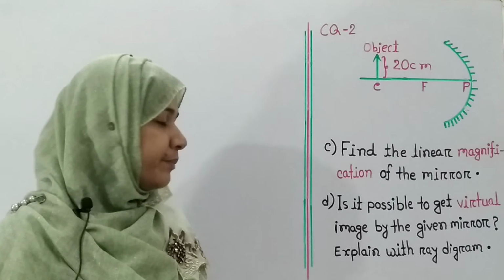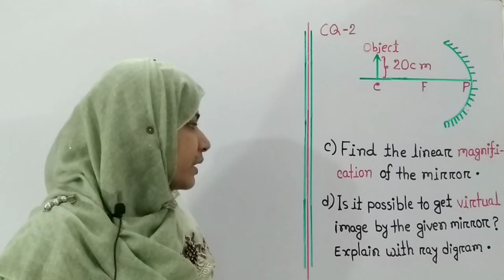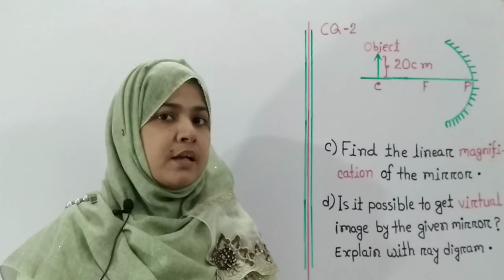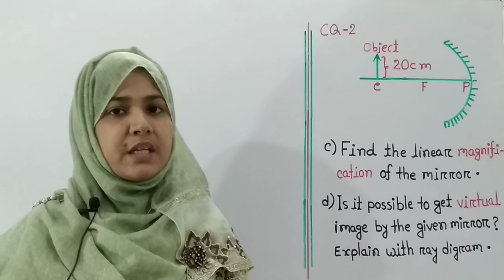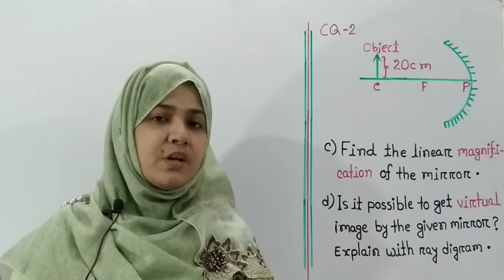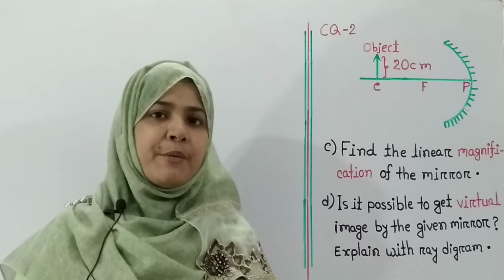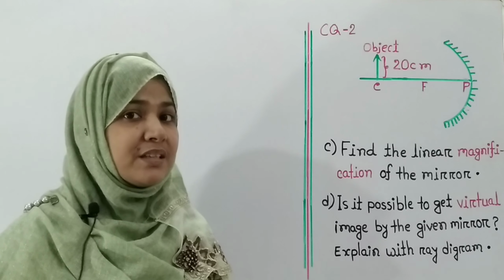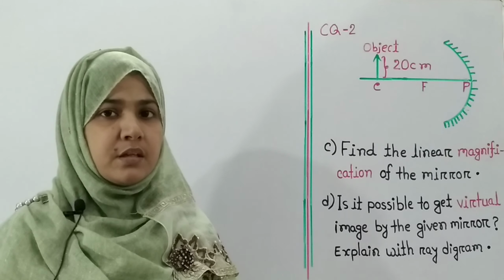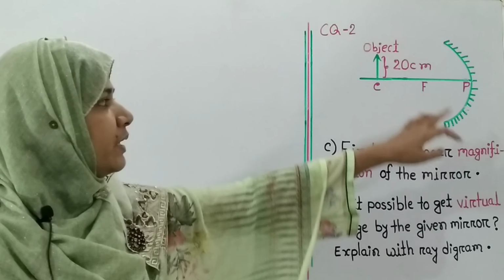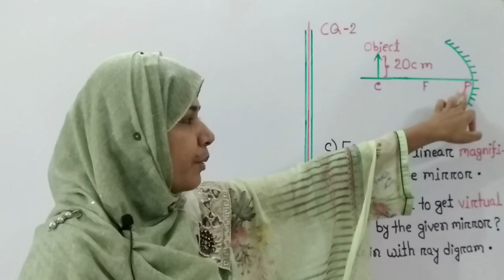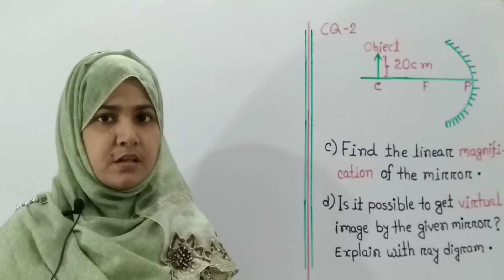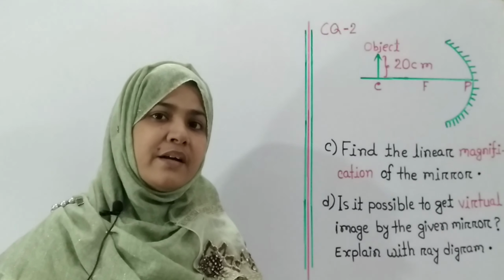Now question number D. The question is: is it possible to get a virtual image by the given mirror? That means here the given mirror is a concave mirror, and concave mirror is the only mirror where real and virtual both types of image can form. It only depends on where we are putting the object. If we place the object between focus and pole, then we can get a virtual and erect image. So let's start to draw the ray diagram.